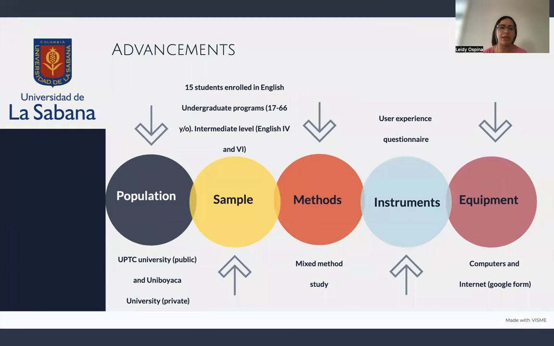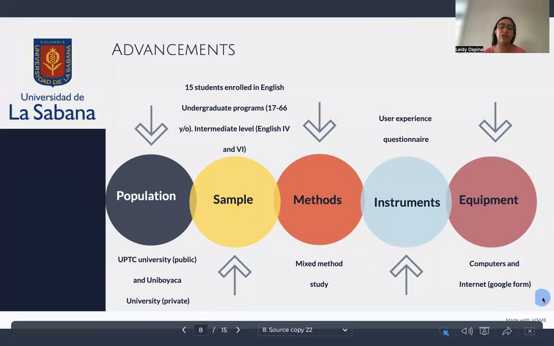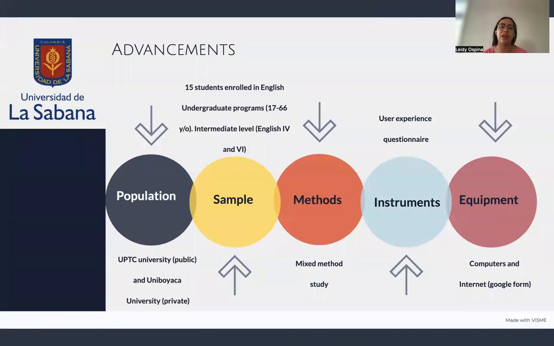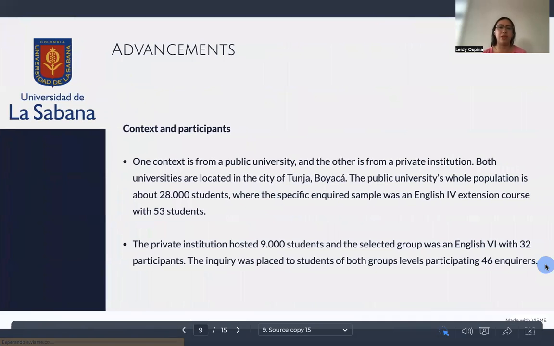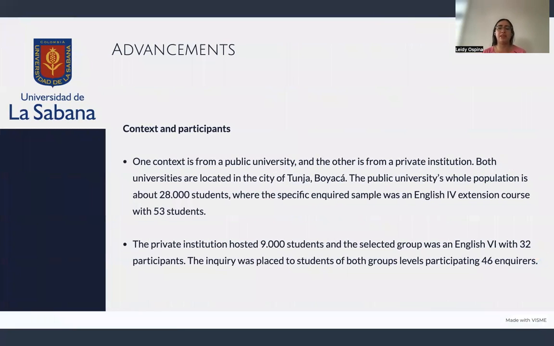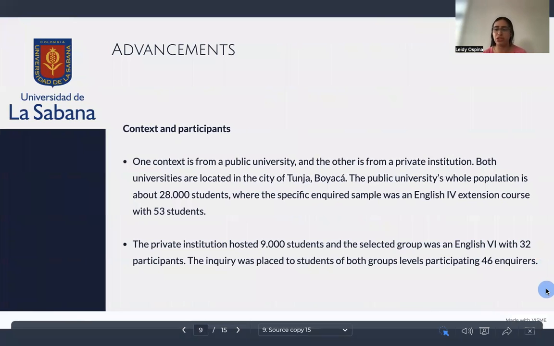During the whole advancement, we have a population, sample, method, instrument, and equipment. In the population, we have 2 different universities, one public and the other private. The sample was 15 students enrolled in English in undergraduate programs at intermediate level. As I said before, the method was a mixed method study. The main instrument was the user experience questionnaire, and the equipment we used was a computer and internet. And the context, as I said, was a private and a public institution.